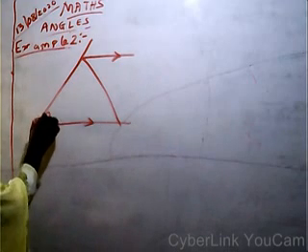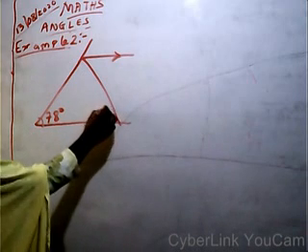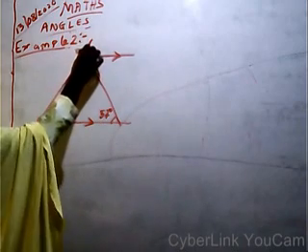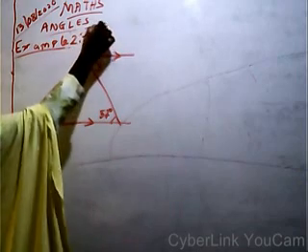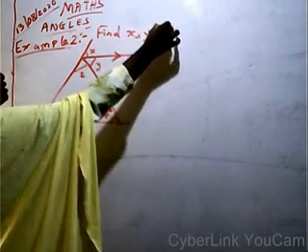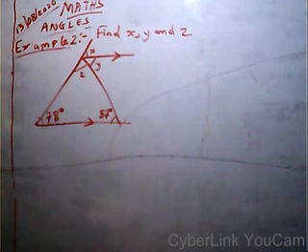This is 78 degrees. This is 57 degrees. And this is X, Y, and Z. The question says find X, Y, and Z. Now, if you look at the diagram very well, what are the shapes that the diagram forms?